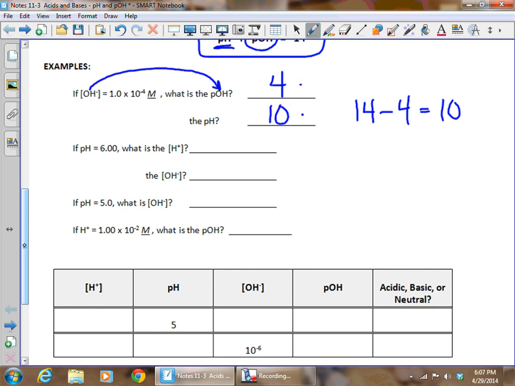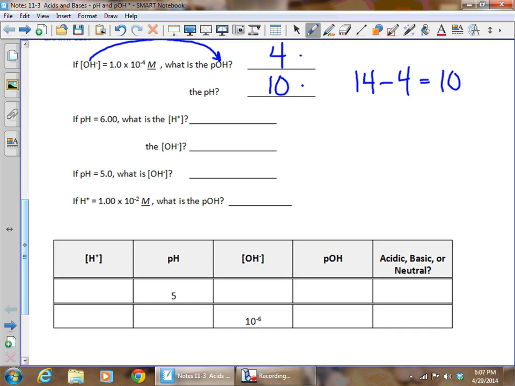So if we know that the pH is 6, what's the H plus? Well, if pH is 6, we know that the hydrogen ion concentration is 1 times 10 to the minus 6th molar.